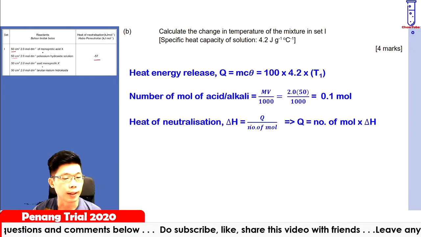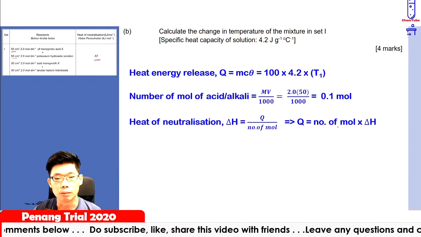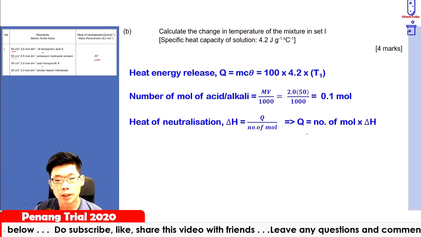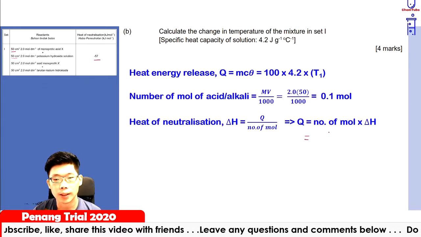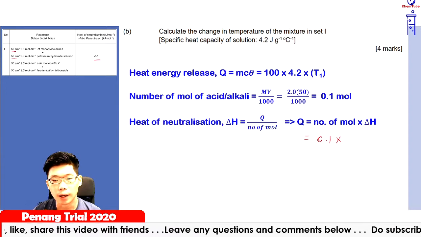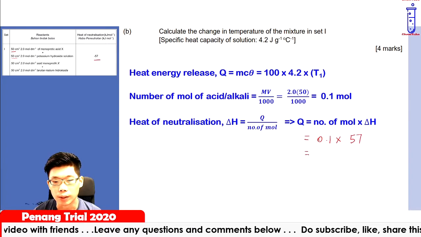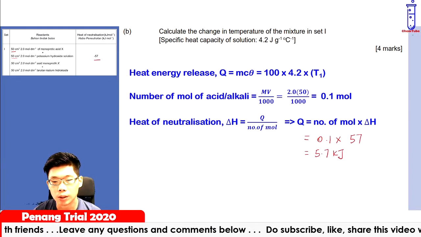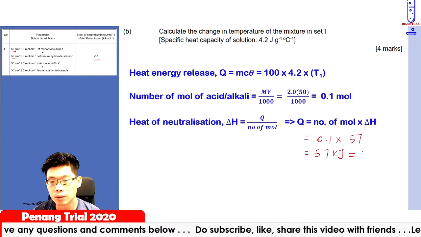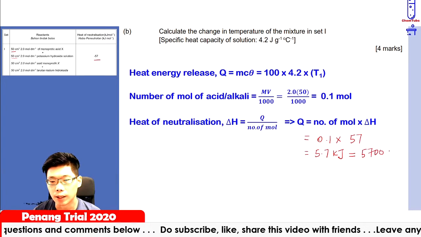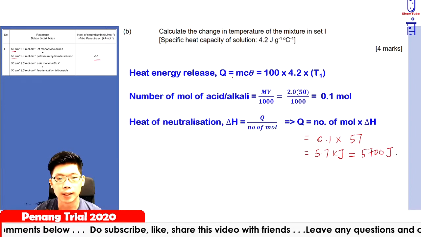After that, we use delta H equals Q over the number of moles. So Q equals mole times delta H. The number of moles is 0.1 times the delta H given, 57 kilojoule, so you get 5.7 kilojoule. We have to change to joule first, meaning times 1000, so it's 5700 joule.